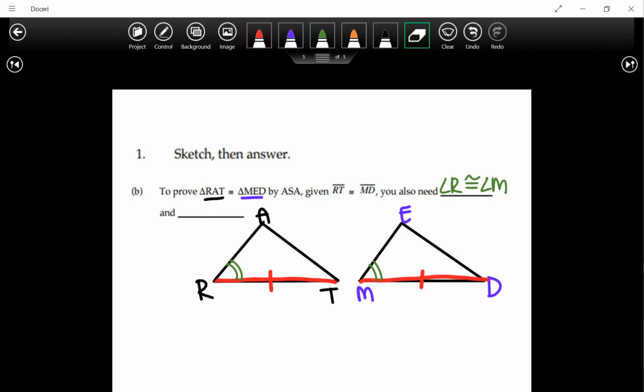Okay. Looking at the other pair here, which other pair must be there in order to show side angle side? Angle T needs to be congruent to angle D. Okay, that's the information I'm looking for. Angle side angle, congruent to angle side angle. Okay, you can make them as simple or as complex as you want.